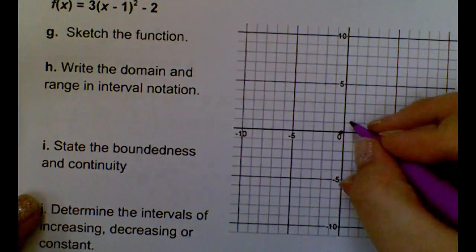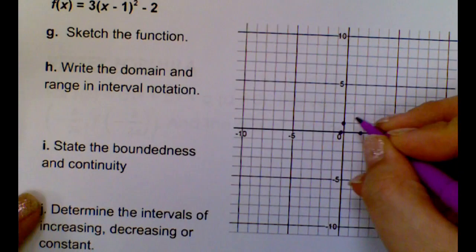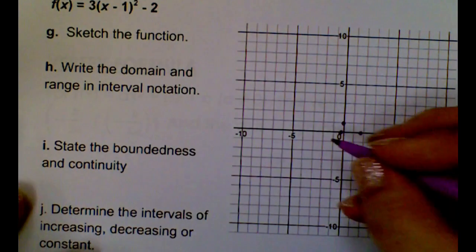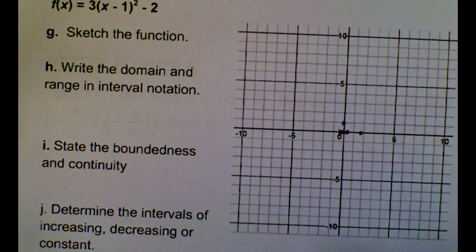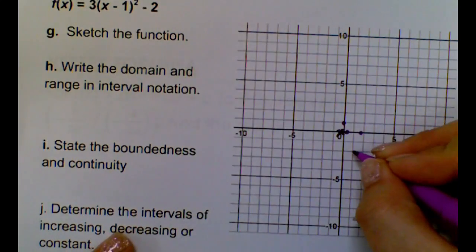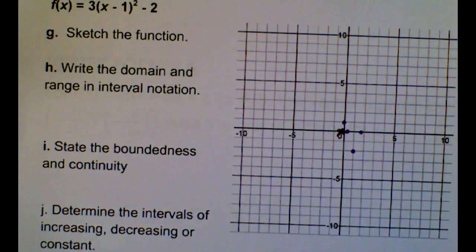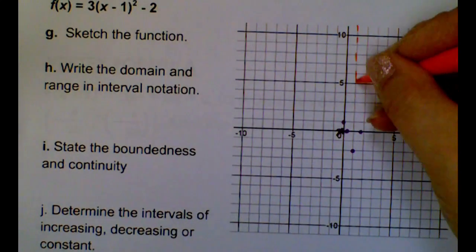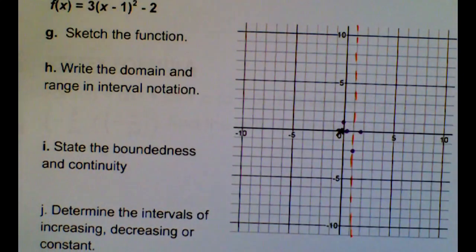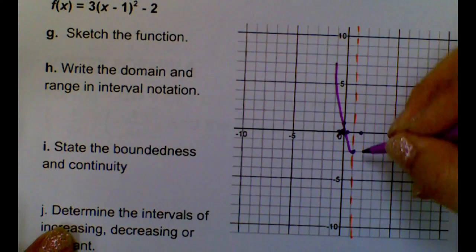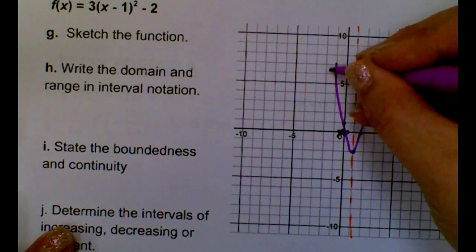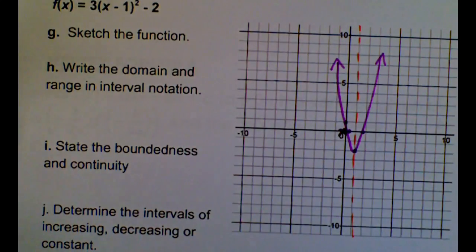My y-intercept is (0, 1). Oops, not that point, that point. Okay. We already mentioned our vertex. Our vertex was (1, negative 2). And our axis of symmetry, not something necessary to graph, but that's our axis of symmetry, x equals 1. We know it opens upward. There's my rough sketch.